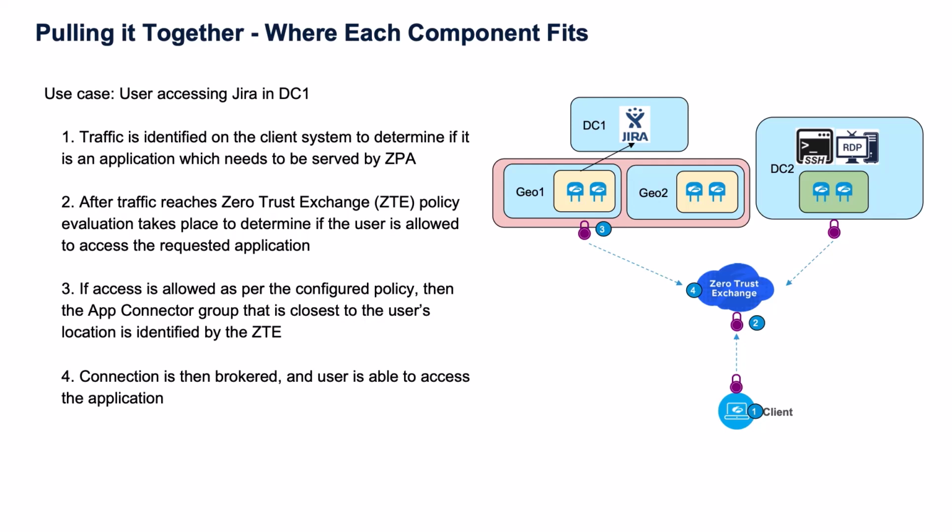If the application is available, then the connection is brokered and stitched together through the Zero Trust Exchange to allow the client to connect to the application, and the client egresses onto the network through the source IP address of the app connector.